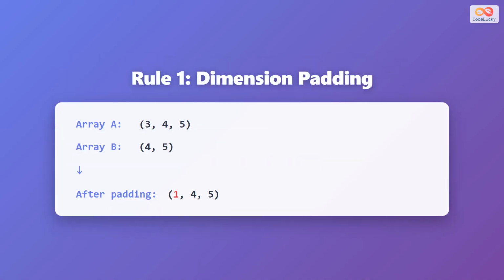Let's examine Rule 1 with an example. Array A has shape 3, 4, 5, which means it has 3 dimensions. Array B has shape 4, 5, which means it has only 2 dimensions. To make these compatible, NumPy pads array B's shape on the left with a 1, transforming it to shape 1, 4, 5. Now both arrays have 3 dimensions, and we can apply the remaining rules.